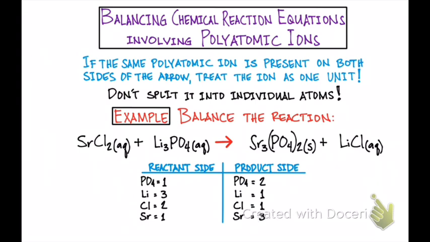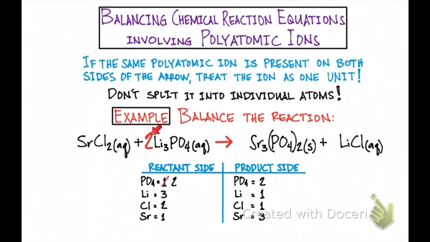So when dealing with polyatomic ions, it's a lot easier to balance these polyatomic ions first. You can see that the reactant side only has 1 polyatomic ion. And so by simply adding a coefficient in front of the lithium phosphate, we would balance out the phosphates. So we need a coefficient of 2.